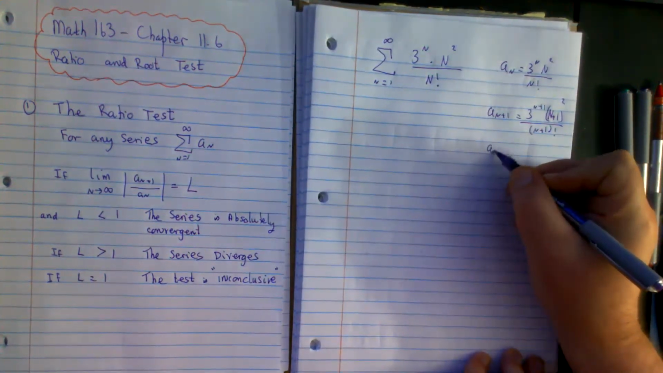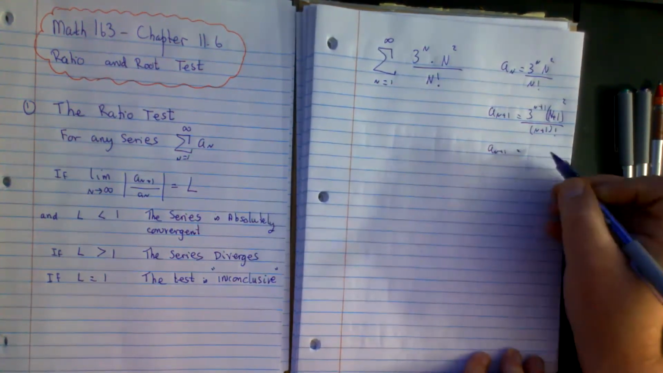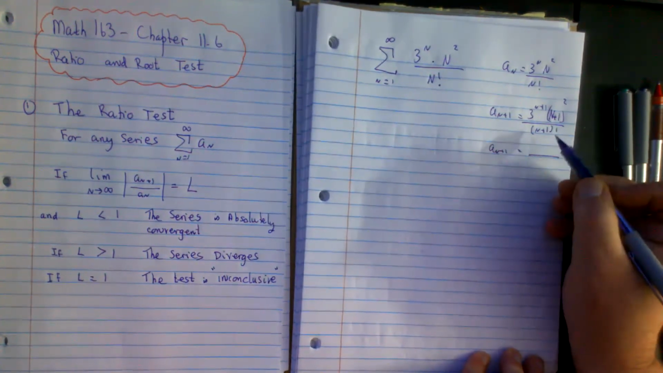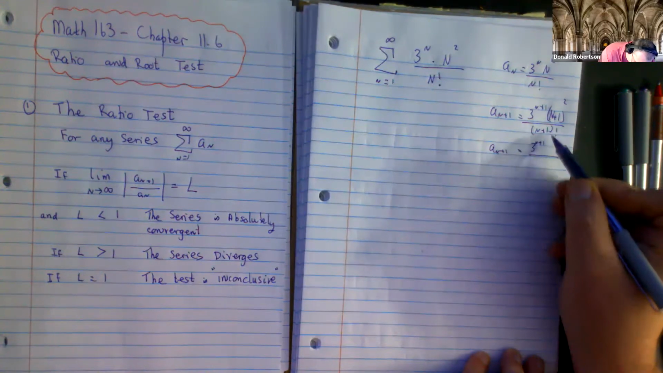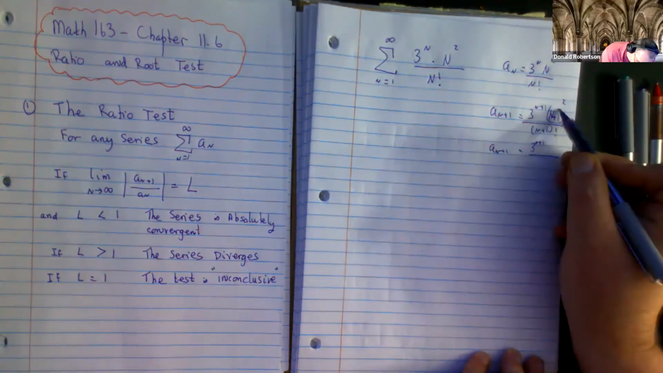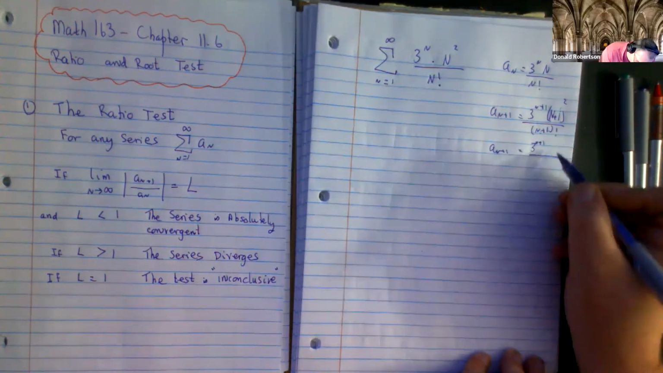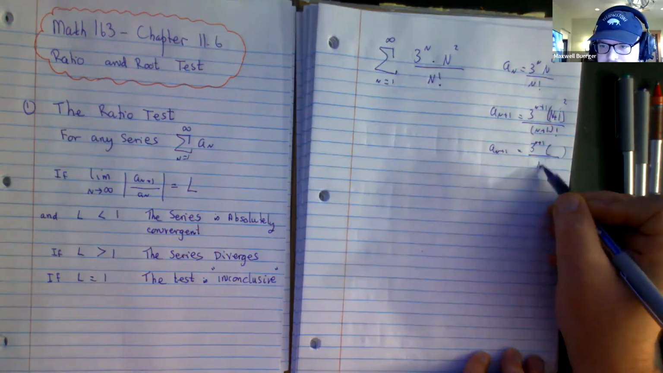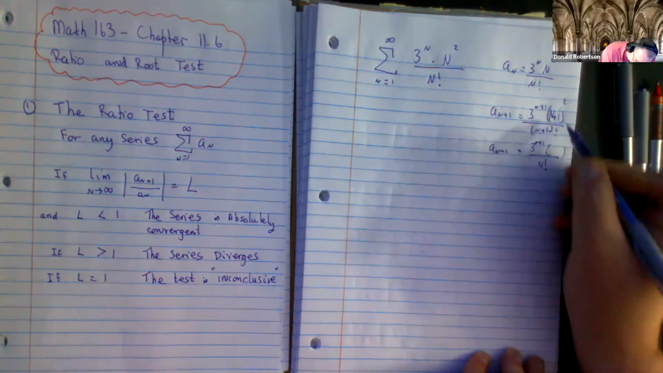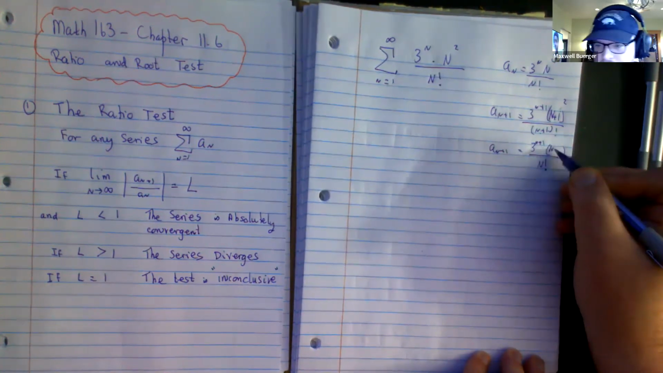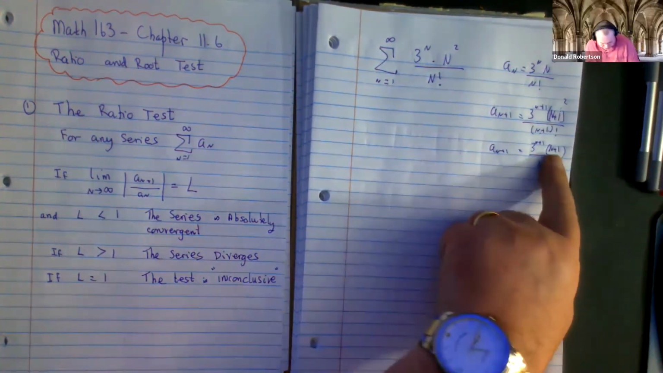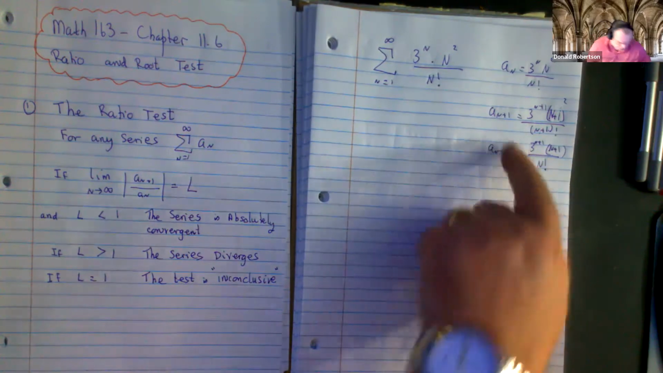n plus 1 factorial. Correct. What happens to it? What does it change to? n factorial. And what happens to the n plus 1 squared? It goes to the first power. Correct. So that is the simplified version of the n plus 1.